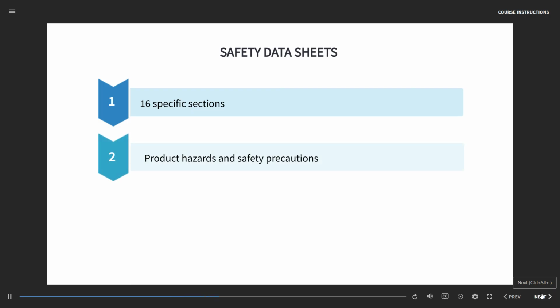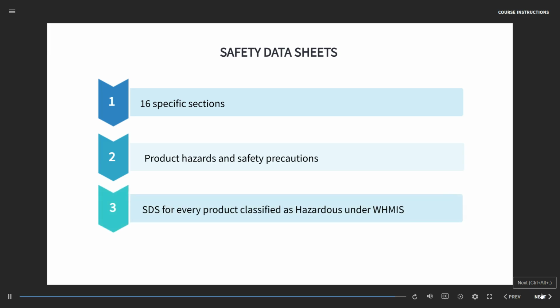The safety data sheets provide details on identification, controls, treatment, properties, handling, storage and transport, toxicological information, disposal, and other information. Every product that is classified as a hazardous product under WHMIS that has intended use, handling, and storage in workplaces in Canada must have a SDS. Let's review each section.